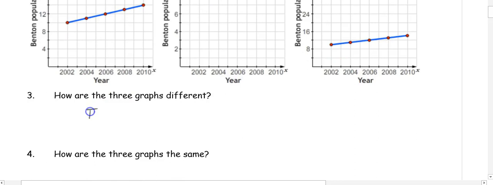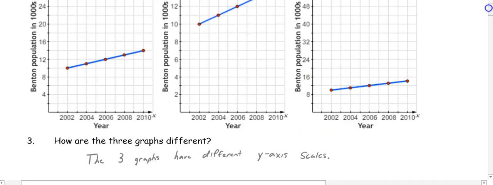So how are they different? The three graphs have different y-axis scales because they're all counting up by different numbers.